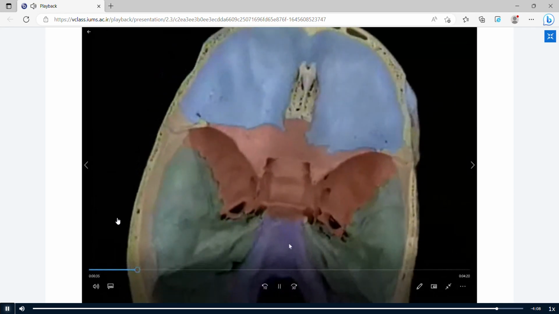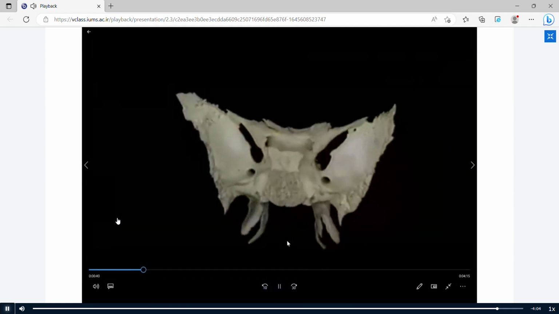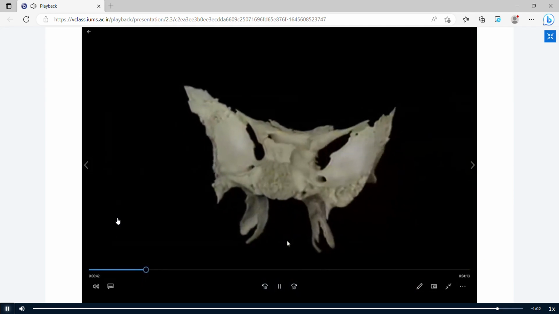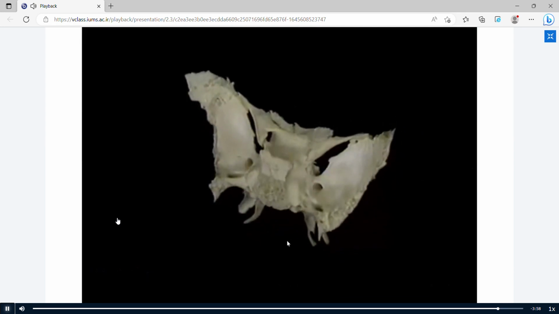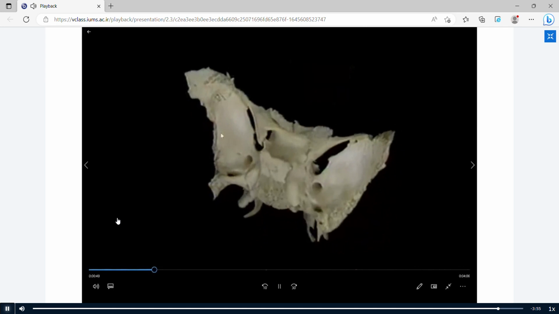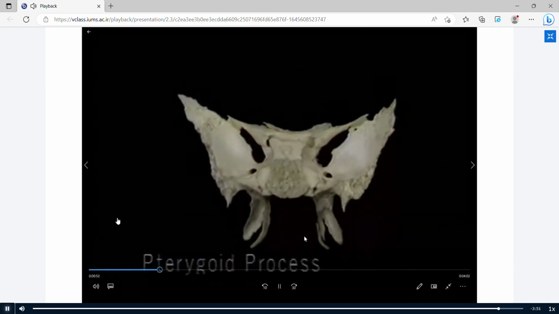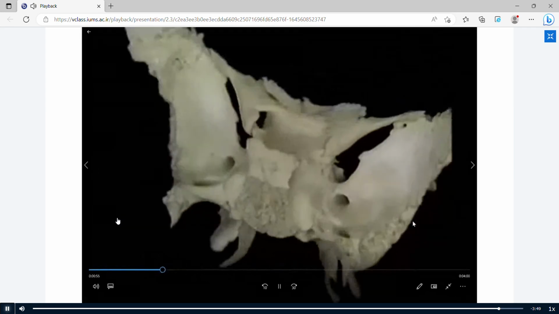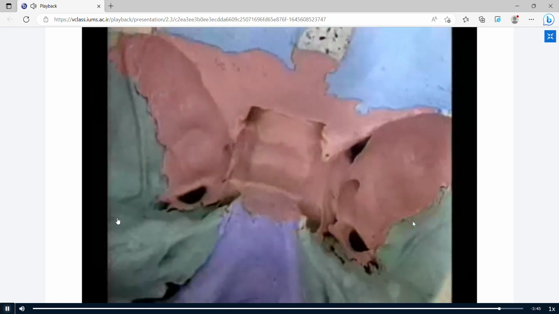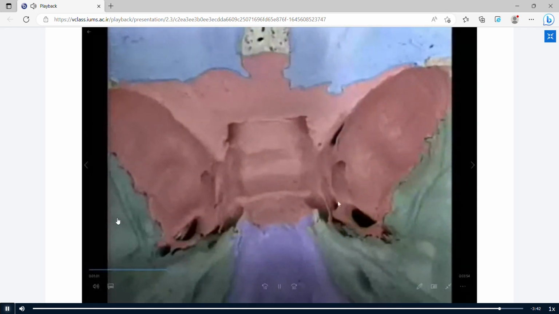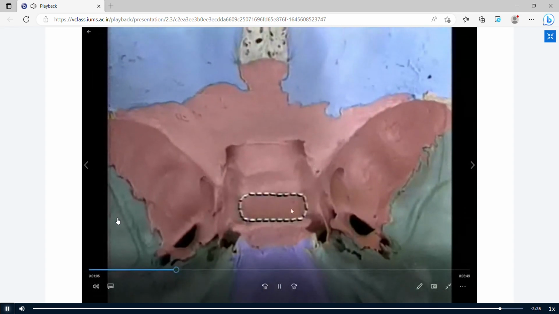Here's a sphenoid bone all by itself. The sphenoid bone has a central part, and on each side, three major projections: the lesser wing, the greater wing, and the pterygoid process. The central part of the sphenoid includes the clinoid processes and the pituitary fossa. The central part of the sphenoid bone is hollow, as we'll see.